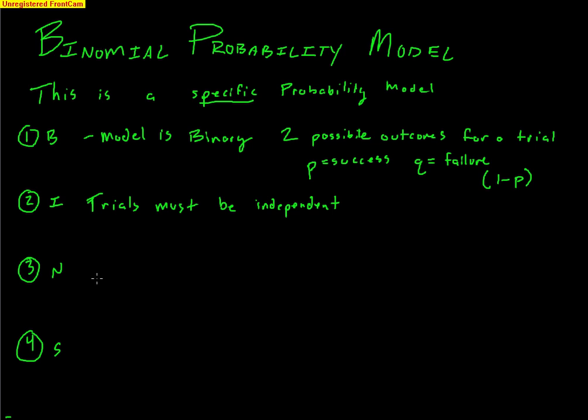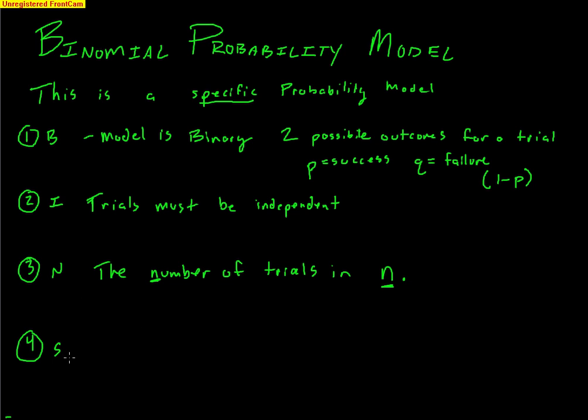The N is for the number of trials. So the number of trials is N. In each binomial problem, you must be given a specific number of trials. I use N for number, and the number of trials must be N, meaning you must be given a specific number of trials. It's a fixed number of trials. You will be told a specific number of trials that you need to examine, and that needs to be true for any binomial problem.